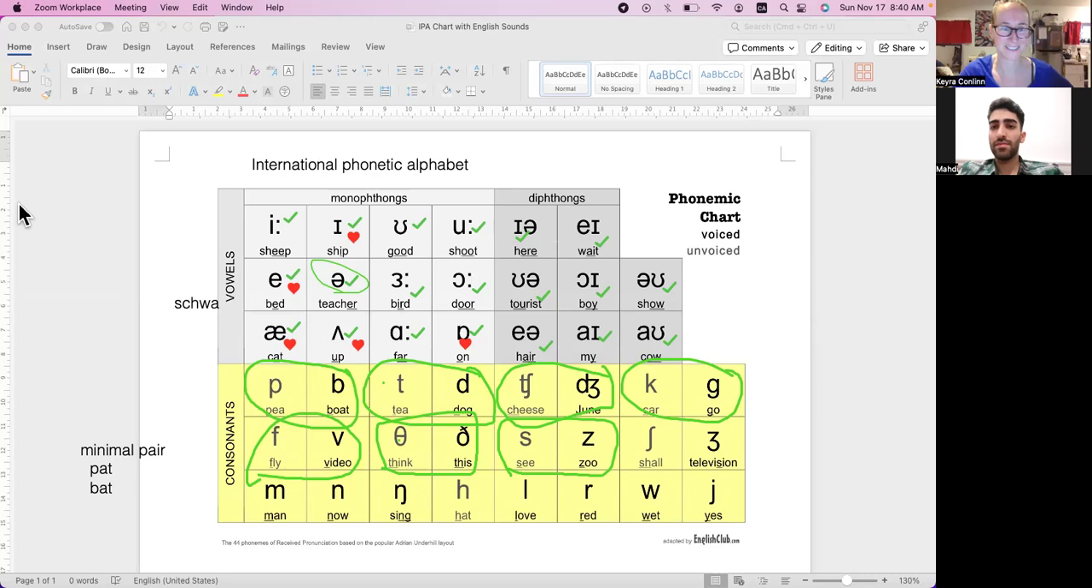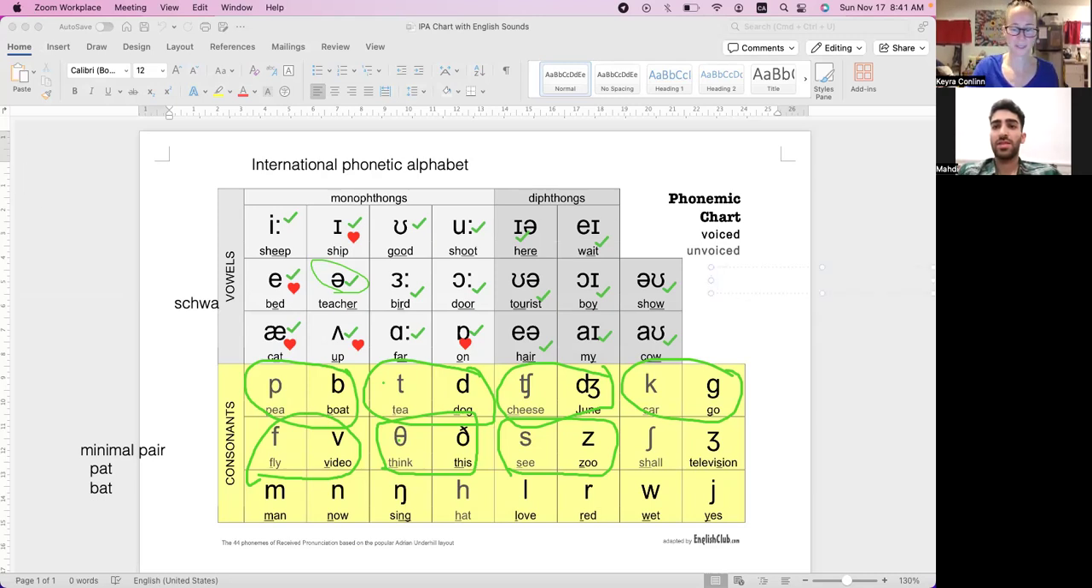Let's do the F and the V versus the Z. No air, vibration. Okay, so C versus zoo, the minimal pair.